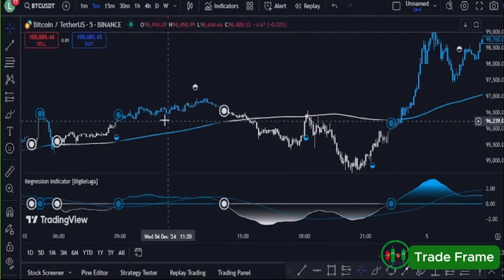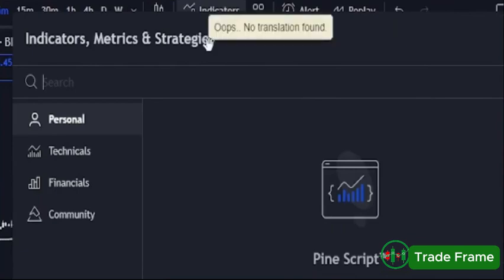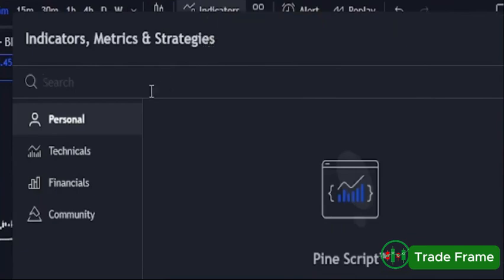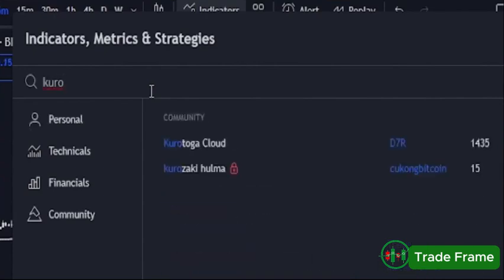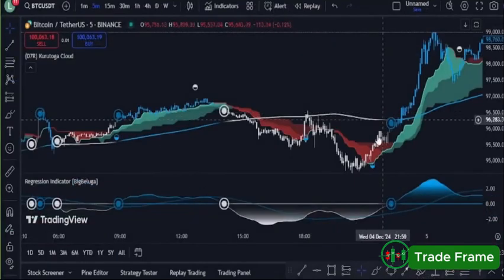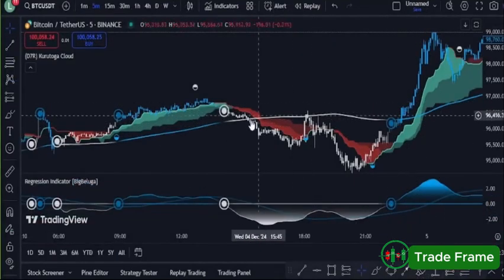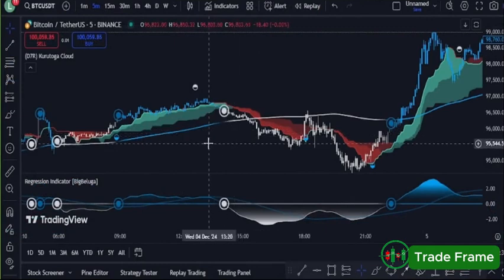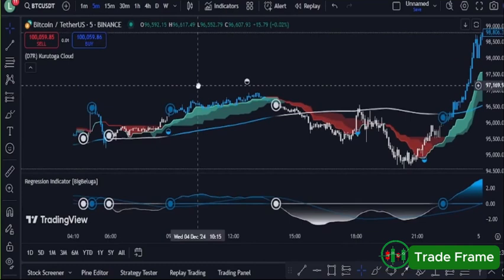Very well, we open the Indicators tab and type Krotuga in the search bar. Look friends, we need the Krotuga cloud indicator, so we click on it to open it on our chart. As you can see, this indicator covers the price and is built based on Ichimoku and RSI indicators. It has very specific calculations, removes unnecessary noise, and aims to provide a more reliable picture of the market trend.